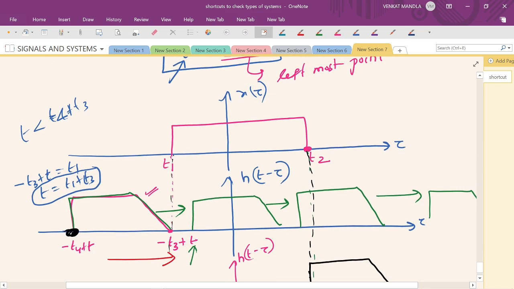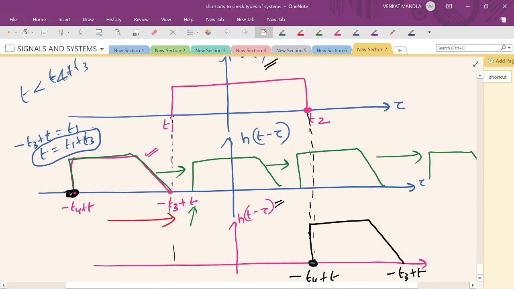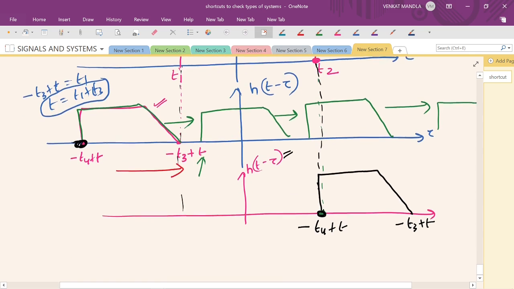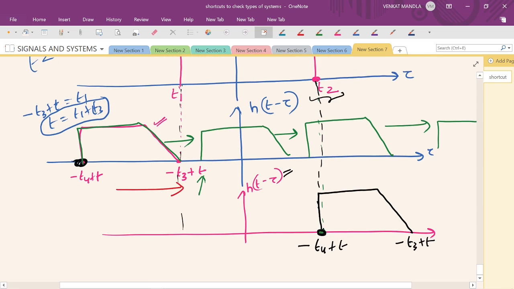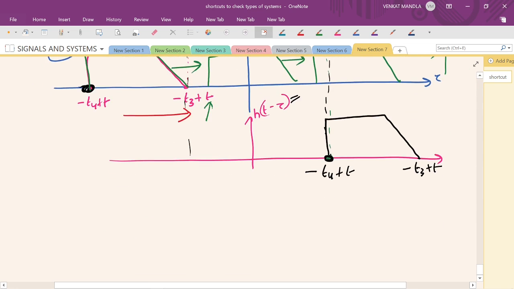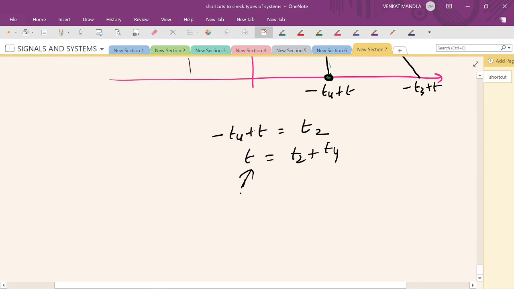This is x of tau, this is h of t minus tau. You won't get any overlap area if we shift further right. So this is the rightmost point, minus t4 plus t. What is that? This one, t2, right? So minus t4 plus t equal to t2, at t equal to t2 plus t4. This is the rightmost point of t.